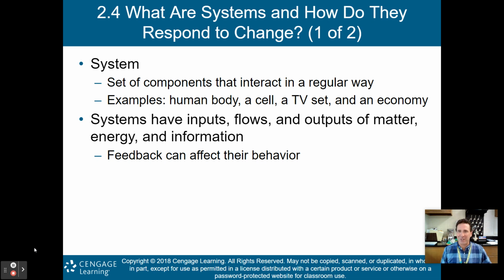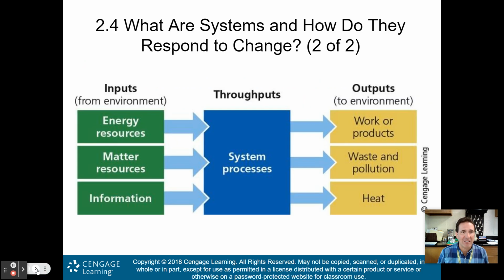So what are systems and how do they respond to change? Well, a system is a set of components that interact in a regular way. So for example, the human body, right? All our different organs and all our different processes are interacting in a regular way together. A cell, a TV set, the economy, right? All of these are examples of systems. Systems have inputs, flows, and outputs of matter, energy, and information. Feedback can affect their behavior.